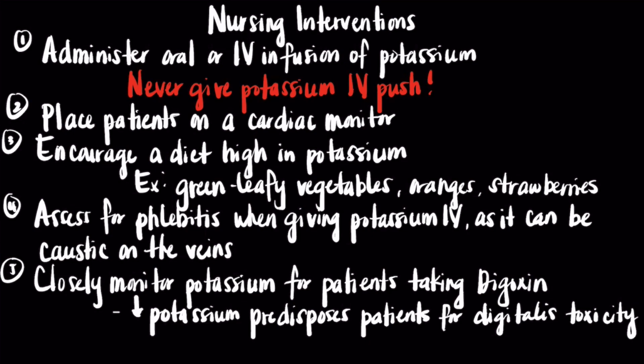Also encourage patients to eat foods that are high in potassium, such as green leafy vegetables, oranges, and strawberries. Assess patients for phlebitis when giving potassium intravenously, as it can be caustic to the veins. Also closely monitor patients' potassium levels, especially in patients taking digoxin, as low levels of potassium can predispose patients to digoxin toxicity.